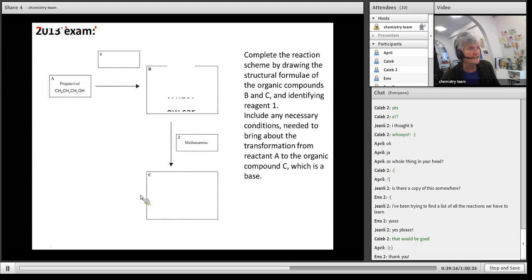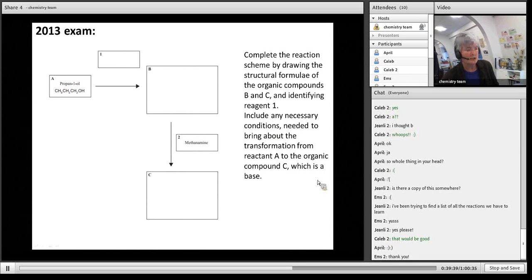Okay, so let's look at some past exam papers. I think that's the easiest way. They've said here, complete the reaction scheme by drawing the structural formulae of the organic compounds B and C. They don't give you a very complicated reaction scheme. It's normally just a few reactions. Include any necessary conditions.